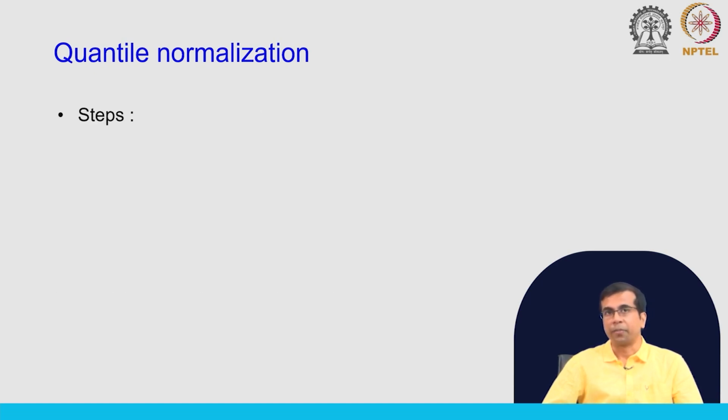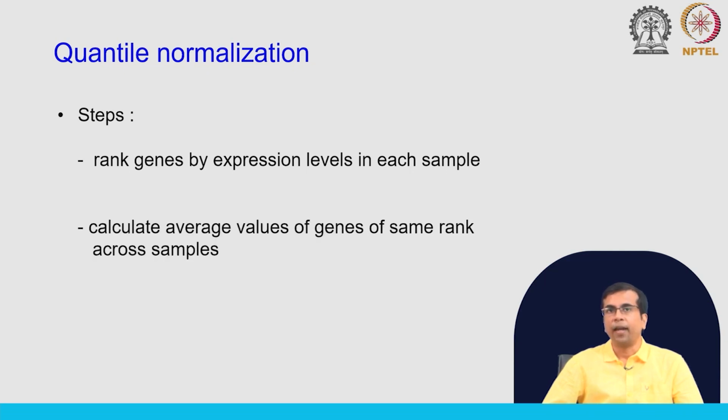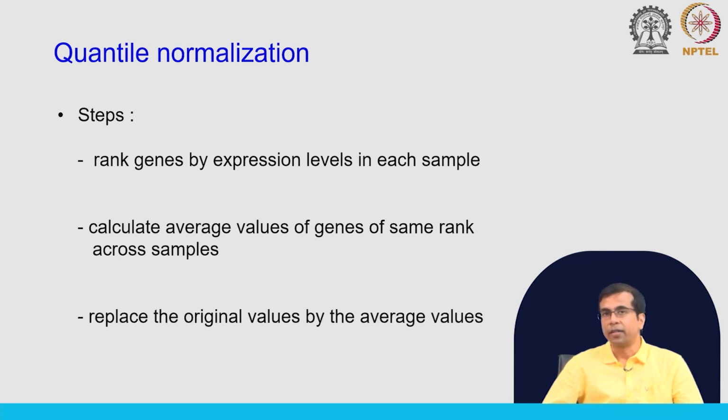Okay, so, what are the steps for quantile normalization? The first step is to rank genes by expression levels in each sample, okay, and then calculate average values of genes of the same rank across samples, and then replace the original values by these average values. Okay. So, we can take an example and see how these steps are executed and the results that you get at the end.